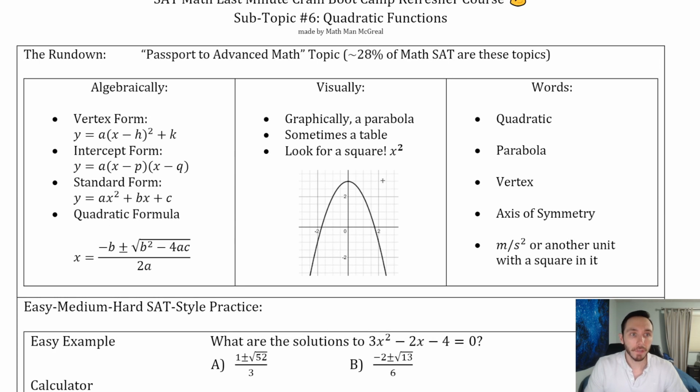Okay, so we're now moving on to the passport to advanced math topics. These are a little bit more involved in terms of the algebra, but in terms of the reading, oh man, thank God, there's a lot less reading here. So that's going to help us out, help me out maybe.